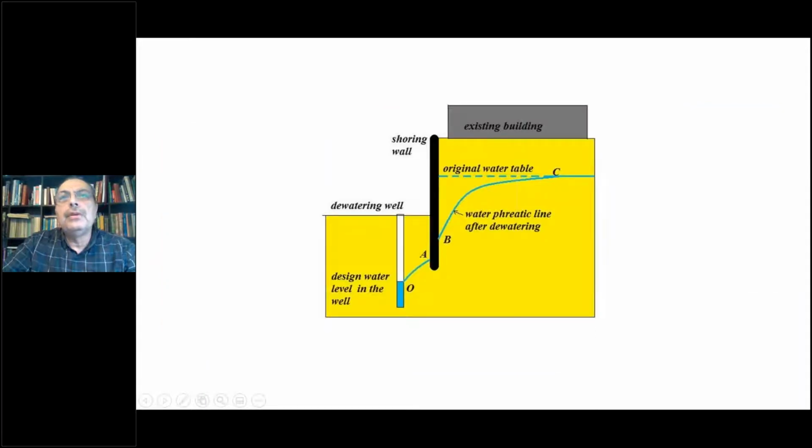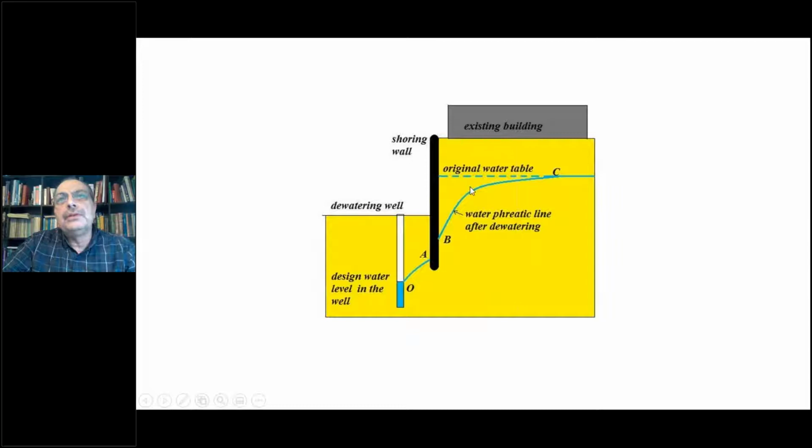You can imagine this if you have a building or existing structures or even services in this area, and you have the original water table, then you start dewatering inside. When you dewater, the water level outside will have a drawdown, and the new phreatic line will be lower than the original water table. At this zone, the effective stresses will increase and additional settlements may happen.